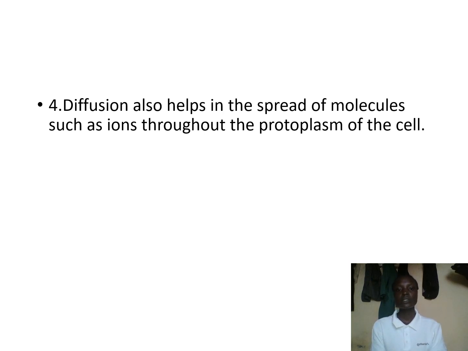We also talked about the important role of diffusion in animal cells, where we talk about the process of respiration, where the oxygen will be taken into the lungs, into the alveoli through the process of diffusion, and the carbon dioxide will be taken out of the lungs through diffusion. Also, all these gases will diffuse into the various body parts through the process of diffusion.